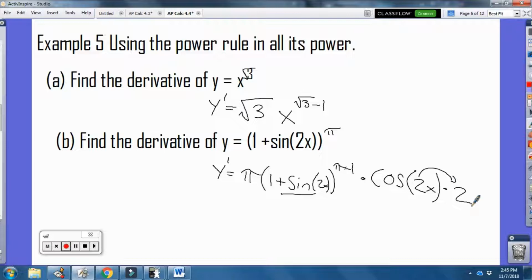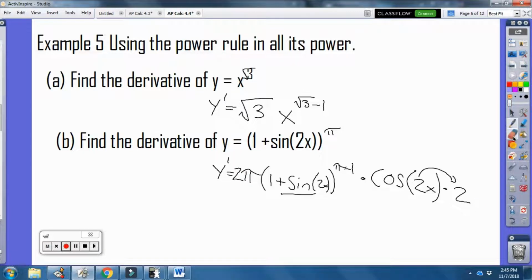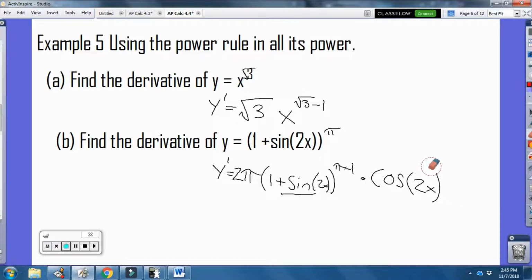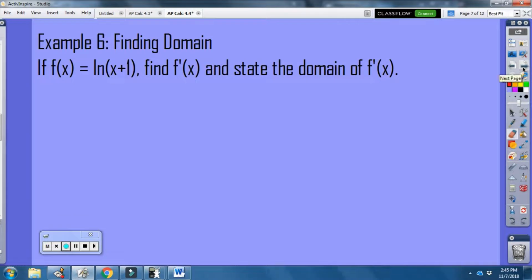And there's not much I can do to simplify this besides writing the 2 at the front, 2 pi, instead of times 2 at the end. That's all I would really do to simplify that. Those ones are pretty easy. I think they seem kind of out of place in this section, but all it is is just practicing the power rule.